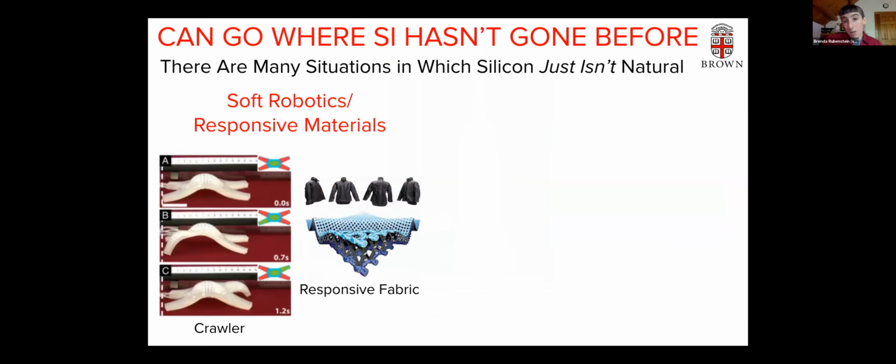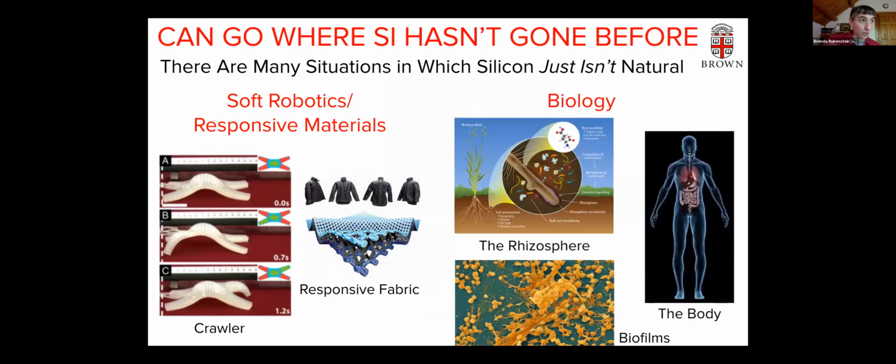The other reason why you might want to use things like molecules is because you may want to be thinking about different kinds of environments than in silico. So in soft robotics and responsive materials, you may want to actually do all of your programming in the molecules themselves so that you don't have any external devices mediating the computation. You might want to make a responsive fabric, a crawler, other kinds of polymers that might just do what you program them to do from the outset without any external devices.